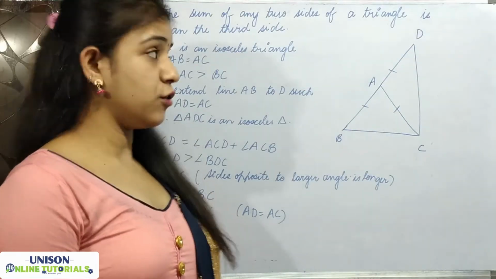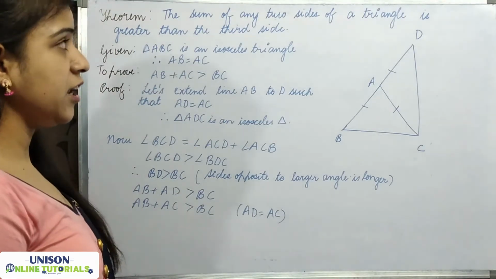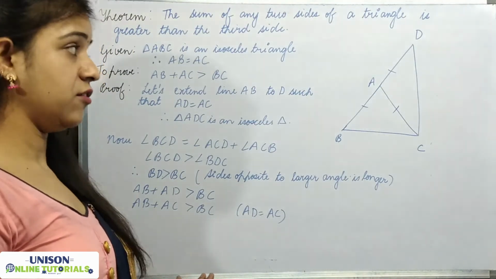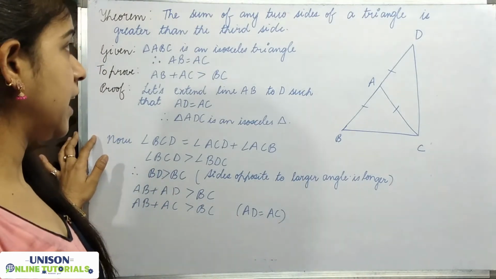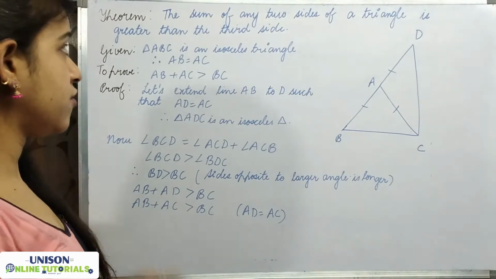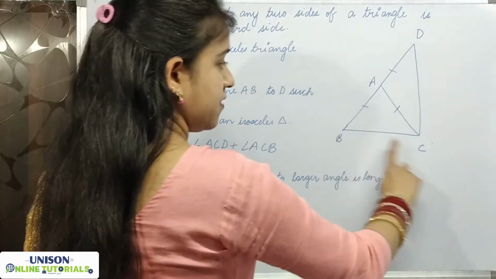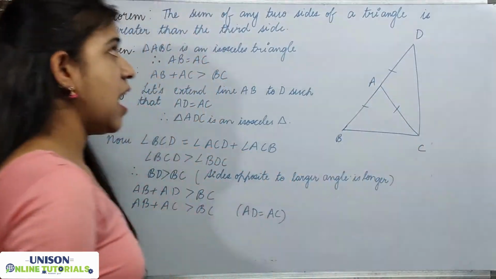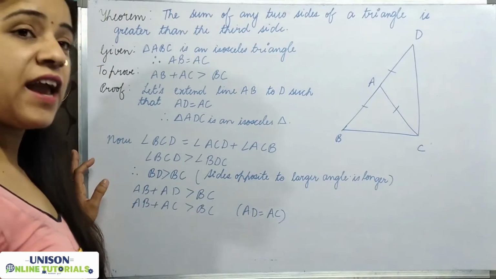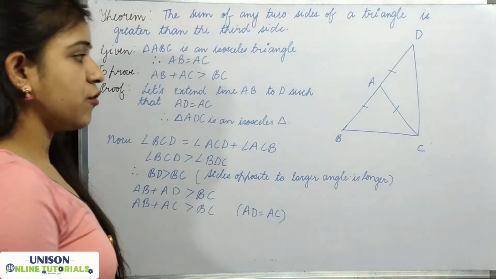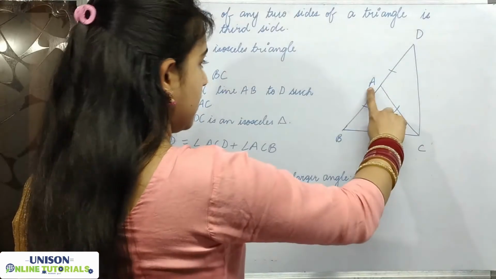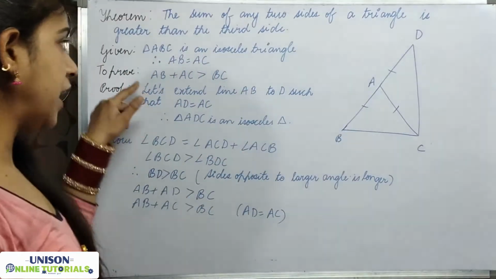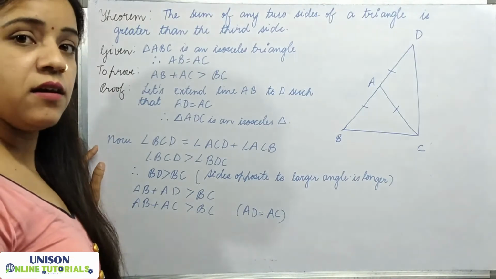Now we have another theorem, that is, the sum of any two sides of a triangle is greater than the third side. So we have taken a triangle ABC, which is an isosceles triangle, so AB equals AC, and we have to prove that the sum of any two sides of a triangle is greater than the third. So we have taken AB plus AC is greater than BC. So we have to prove that AB plus AC is greater than BC.